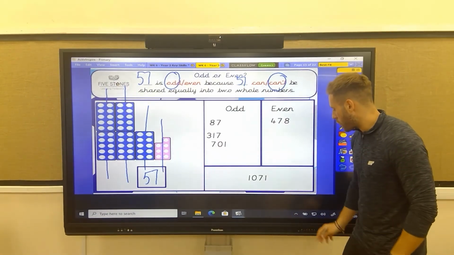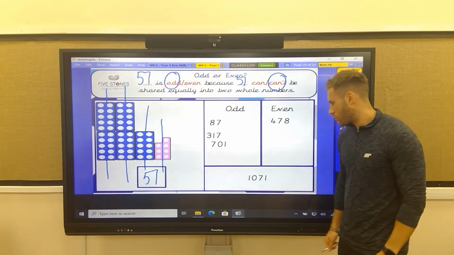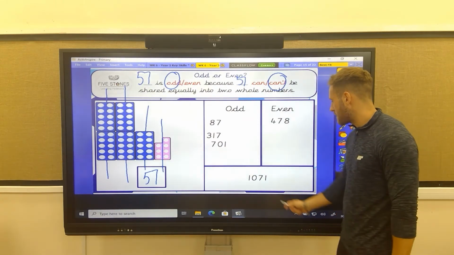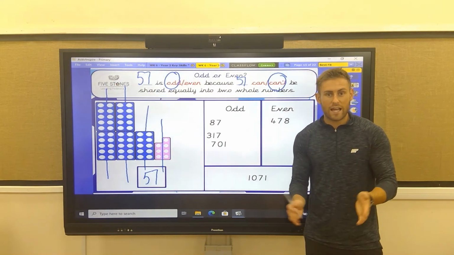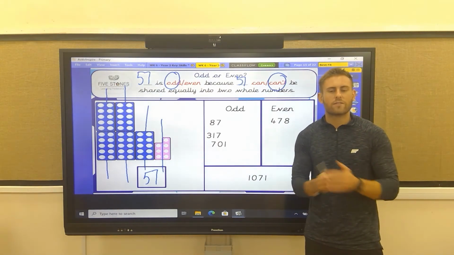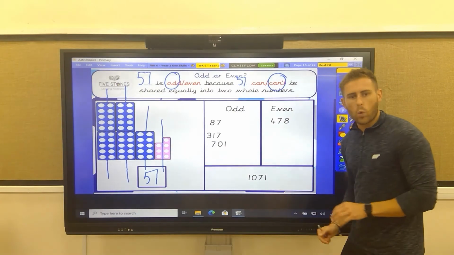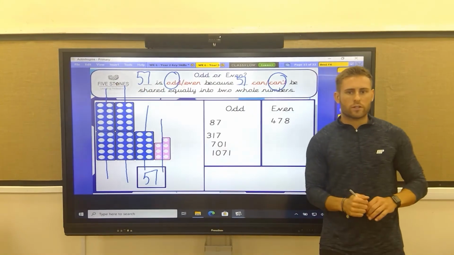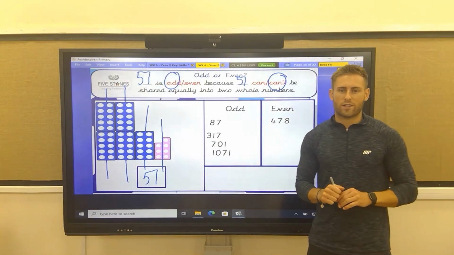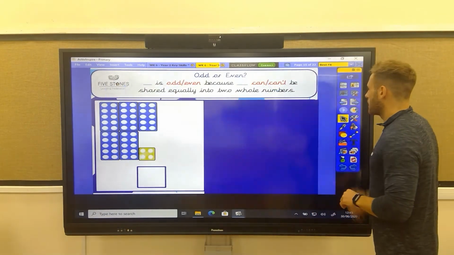And our final number we've got is 1071. Well done if you managed to read that. The 70 will share evenly. 10s, 5 and 5, 5 and 5, 5 and 5. They share equally. But the 1 doesn't. Not into a whole number, it doesn't. It would mean we have to go into a fraction or a decimal.